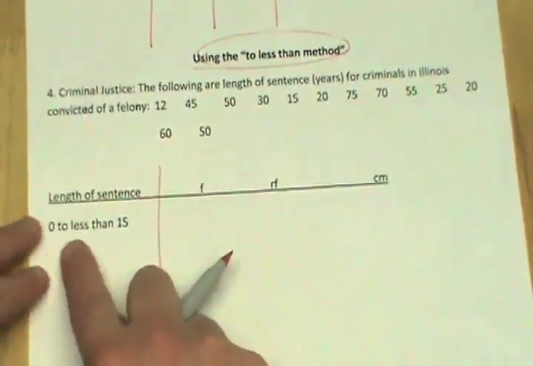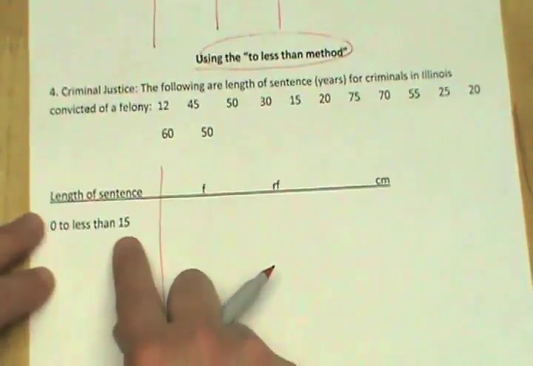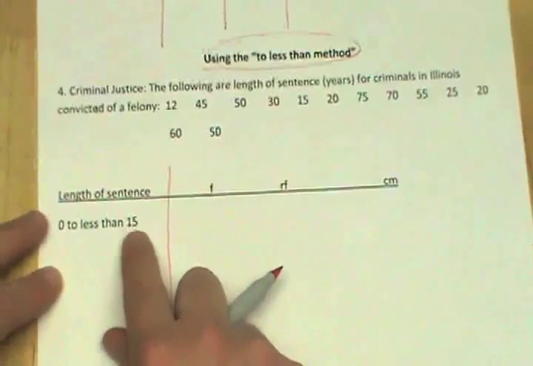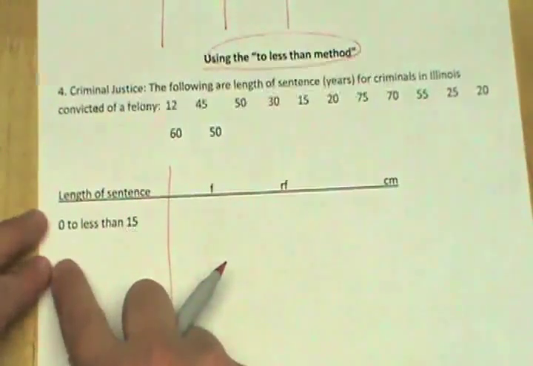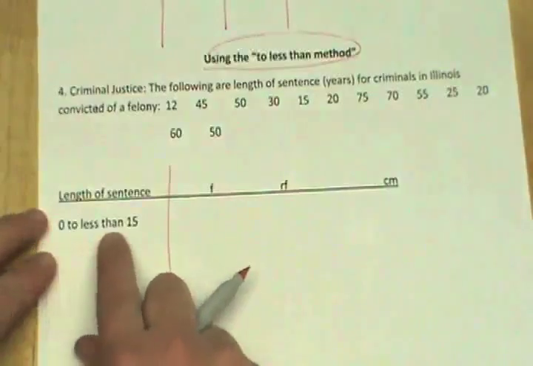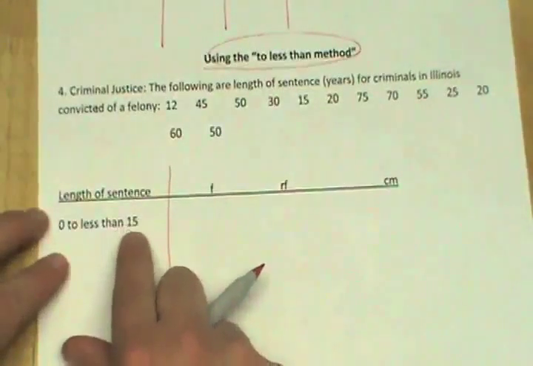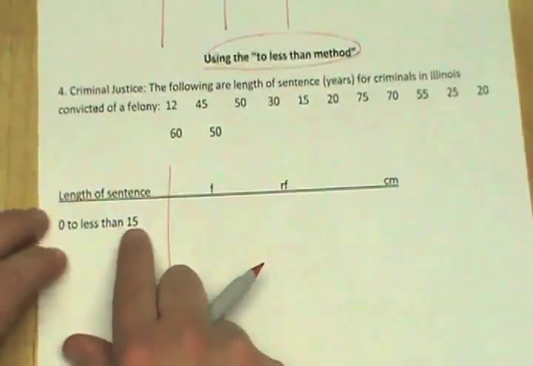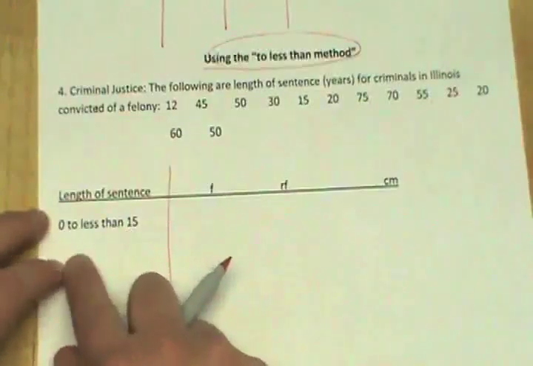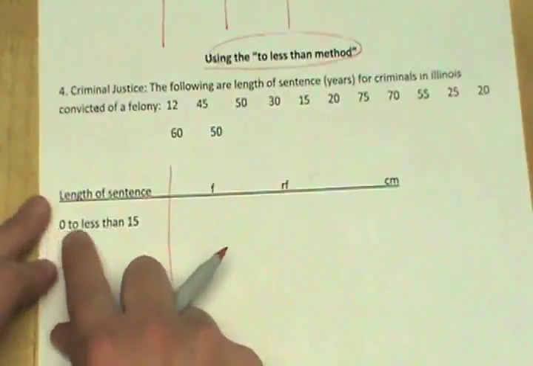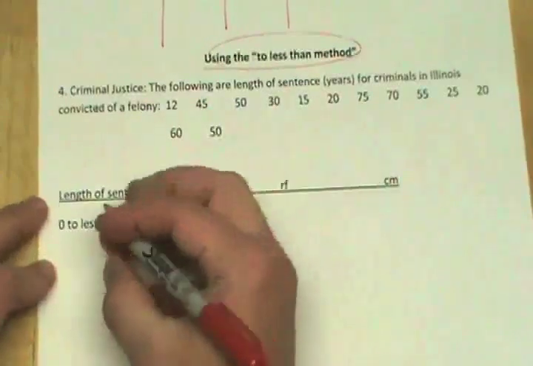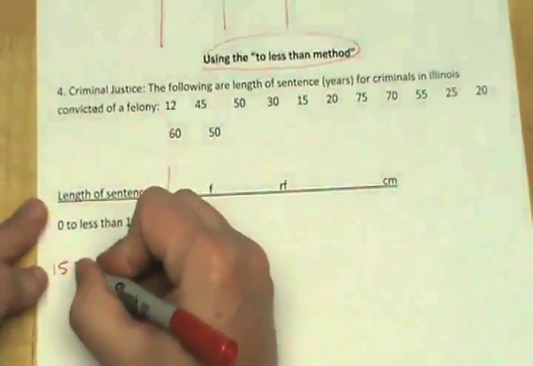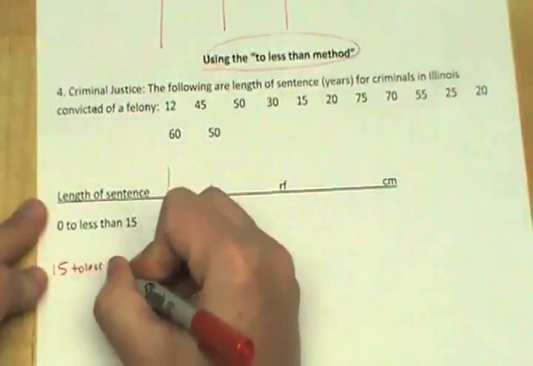If this is 0 to less than 15, then don't make the mistake of saying, well, then I'm going to start my next interval with 16, because then where would 15 go? See, 15 is not less than 15, and if this is 16, it's not even in there. So this is a little different. So 0 to less than 15, you would actually start off then with 15, and then you'd say 15 to less than.